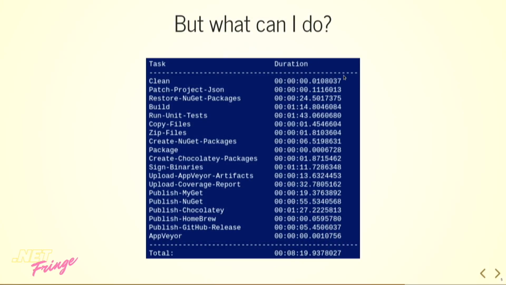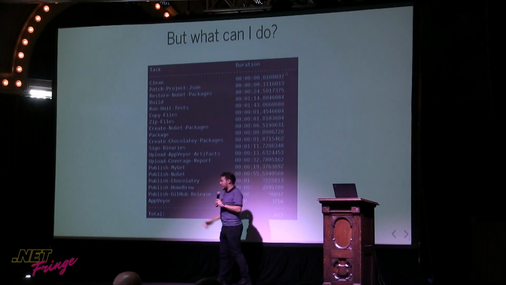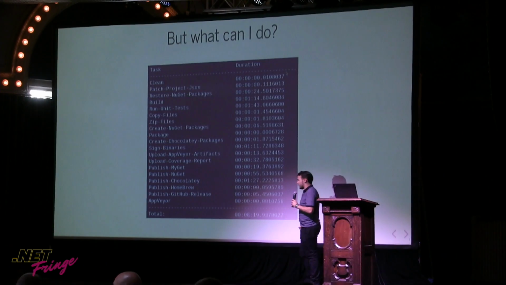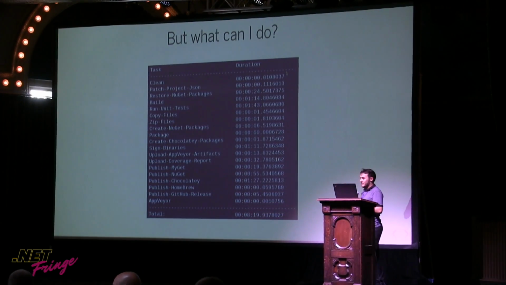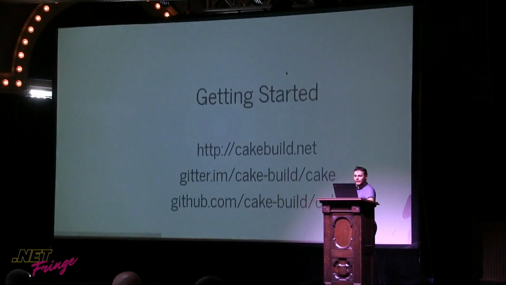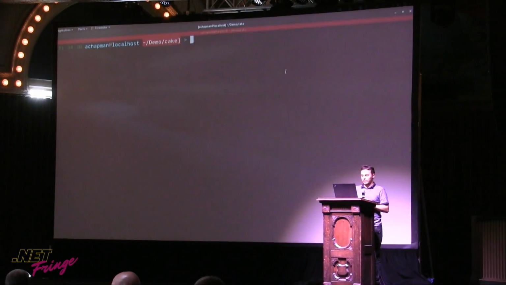We create the Homebrew packages for the Mac OS people. We upload them to AppVeyor, upload our coverage report, publish to MyGet and NuGet in the same step, as well as publish to Chocolatey, Homebrew, and to GitHub in one big hit. All of that gets run out of one C# build script. But that's not particularly helpful. Let's have a look at a quick demo.